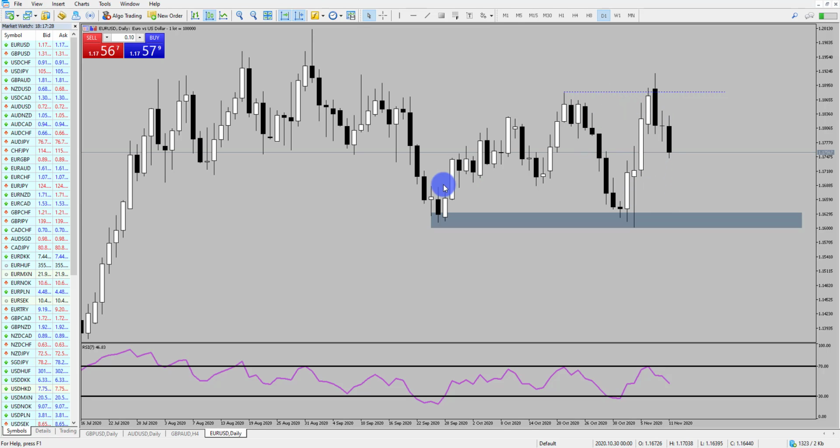So we're still getting this kind of range bound market out of Euro US dollar. I'm expecting that to continue, and that's why I'm looking for this market to push back down into these lows, because I'm expecting the market to remain range bound.